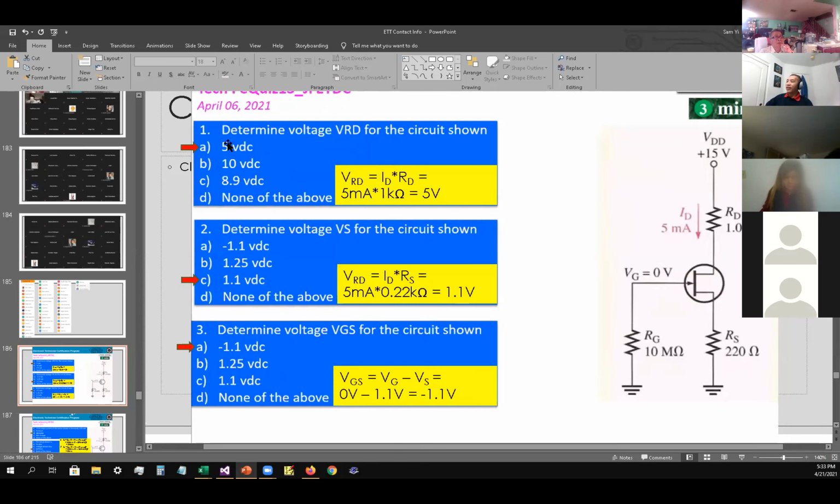Okay, 13. Determine voltage VRD for the circuit shown. Okay, so this is the formula: VRD equals ID times RD. And we know that ID is 5 milliamps. So 5 milliamps times 1 kilo ohm, so your result would be 5 volts. So the answer would be A for number 1.